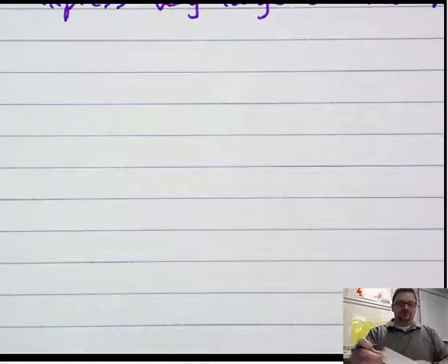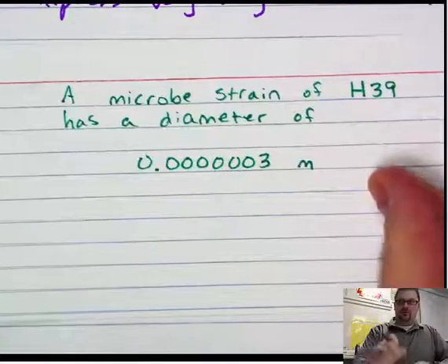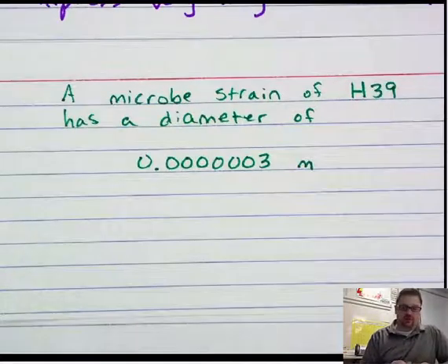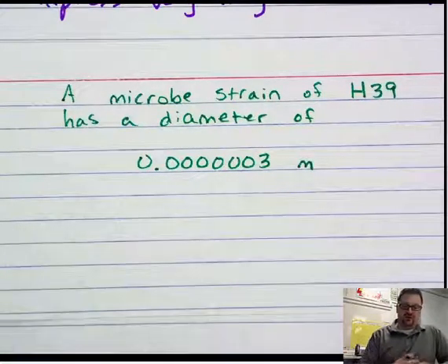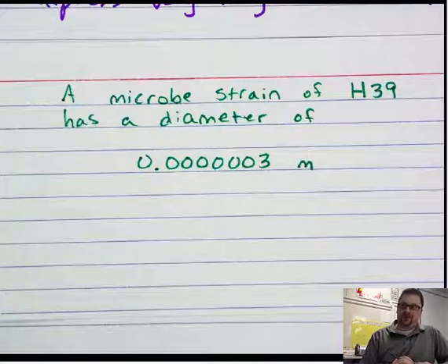One more. A microbe strain of H39 has a diameter of 0.0000003 meters. Write that in scientific notation. Try it on your own.